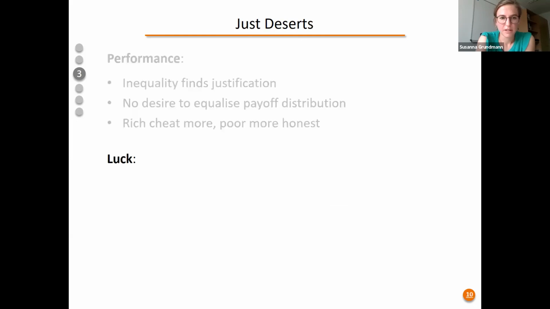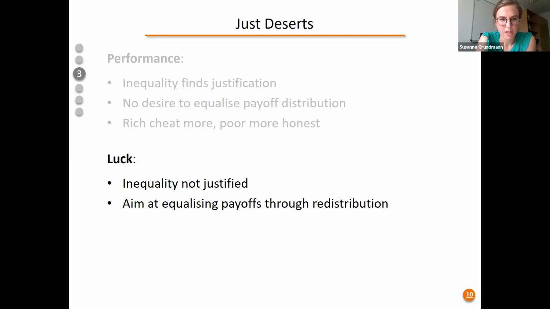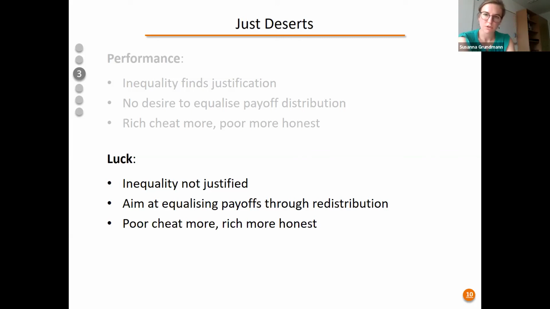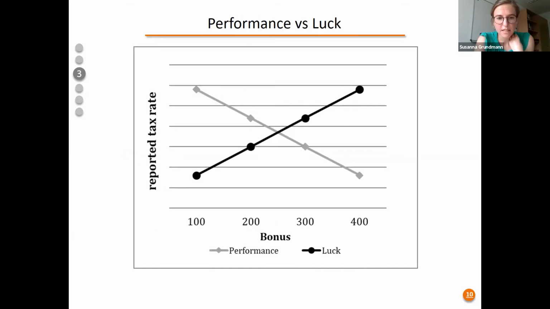Now in the luck treatments, I expect exactly the opposite, because in this case, inequality is not justified, because it is based on factors that are beyond individual control, just a random draw. So no subject should be entitled to a higher payoff than another. Therefore, I expect subjects to aim at equalizing the payoffs through redistribution. And this would mean that it is sort of less costly for a poor subject to cheat and to report lower tax rates, and more costly for a rich subject to cheat and report higher tax rates. Because if a rich subject cheats, this would sort of counteract this aim of redistribution. Therefore, in the luck treatments, I expect the reported tax rate to increase with the bonus.